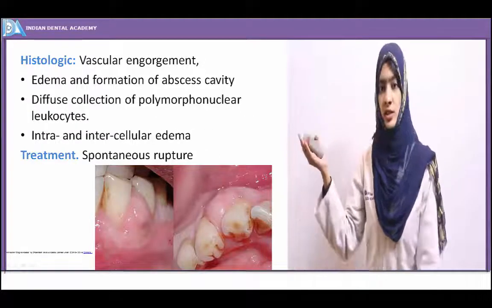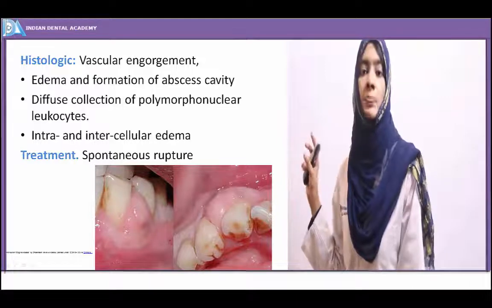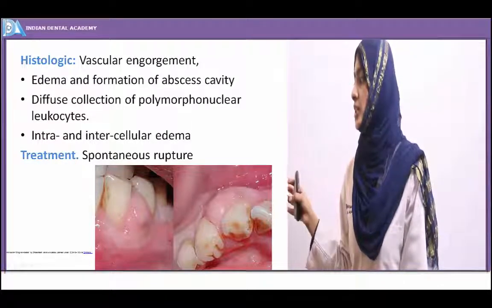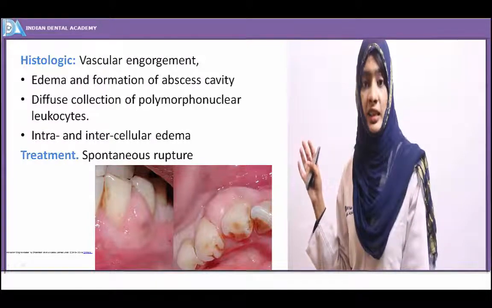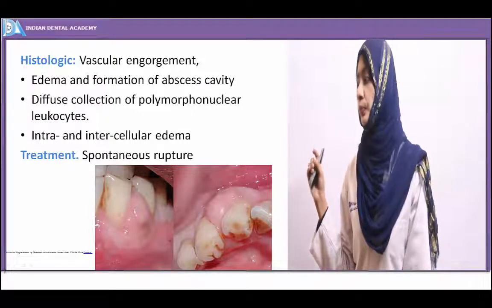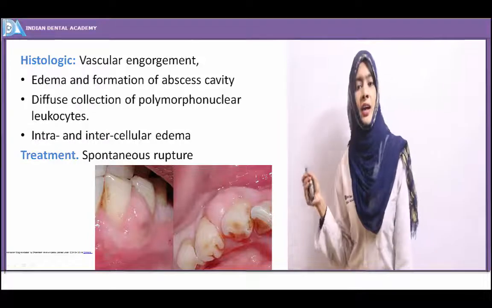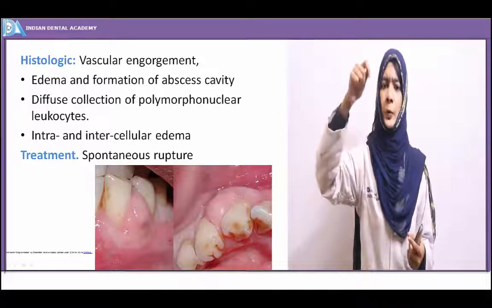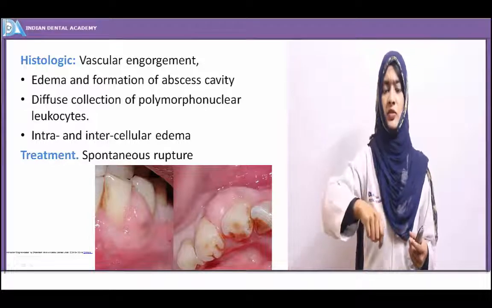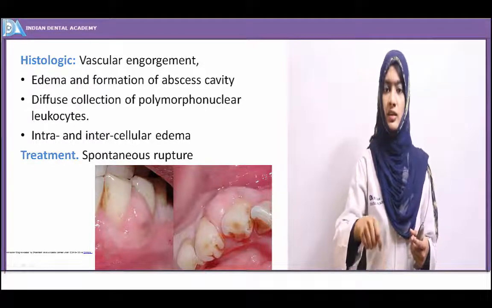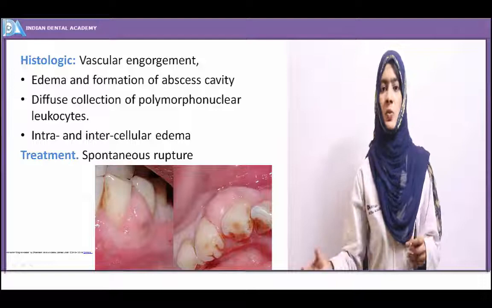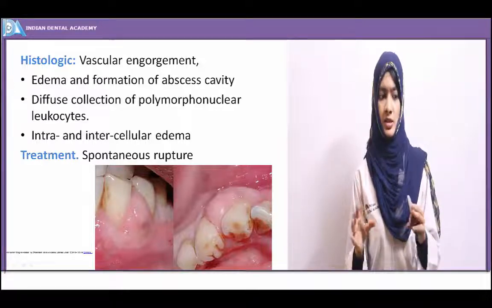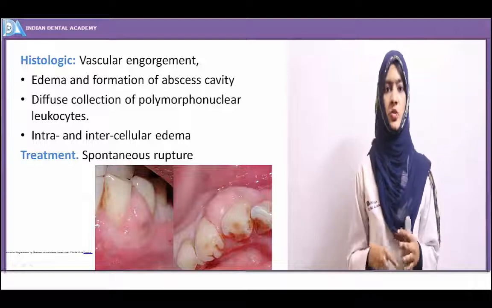So here you can see in the clinical picture the appearance of a pus, the appearance of a gingival abscess, which is just limited, just seen in the interdental papilla region. And treatment for gingival abscess is nothing but if you insert a probe parallel to the direction of the long axis of the teeth, it leads to expulsion of pus. Once the pus is released, there is reduction of the symptoms, reduction of swelling is seen.